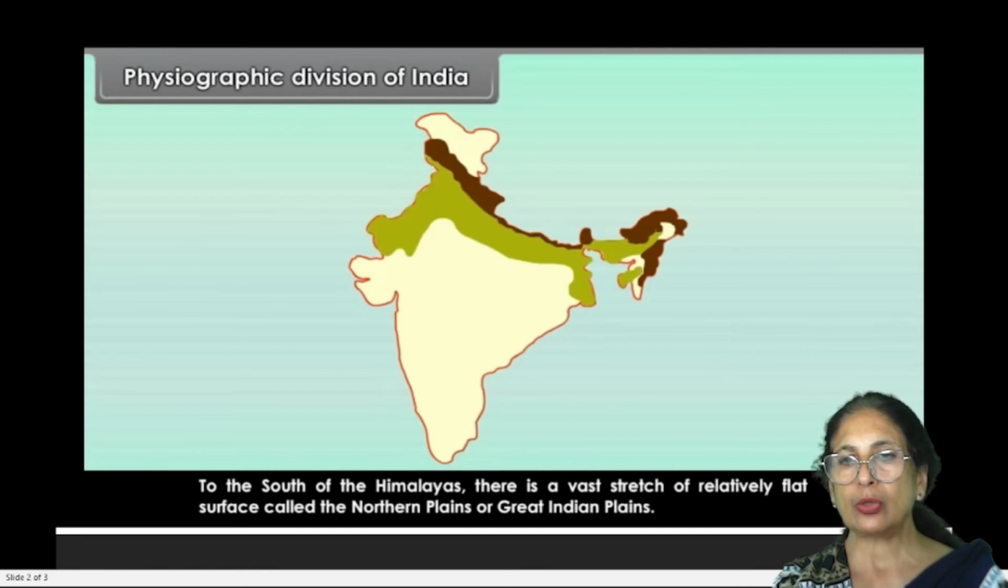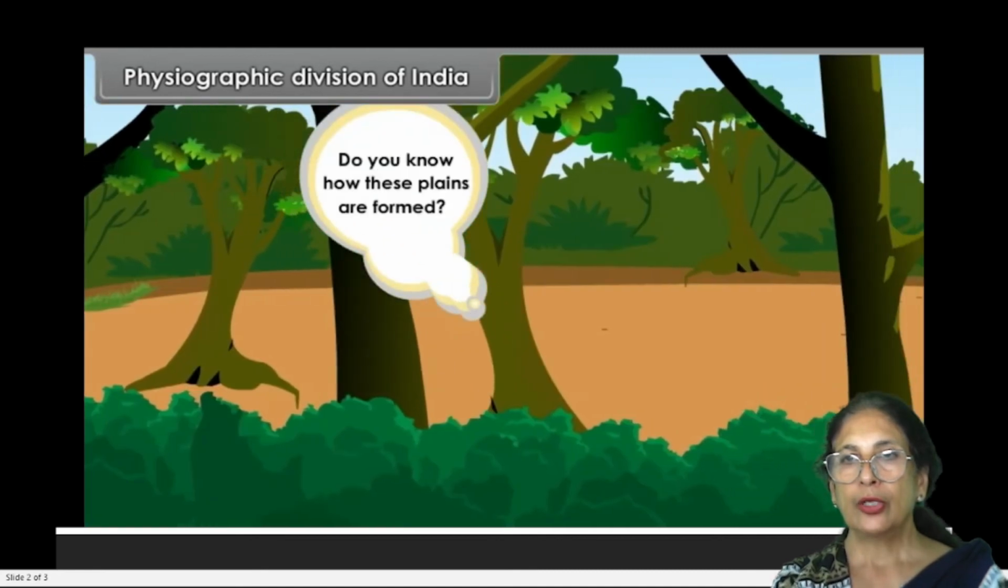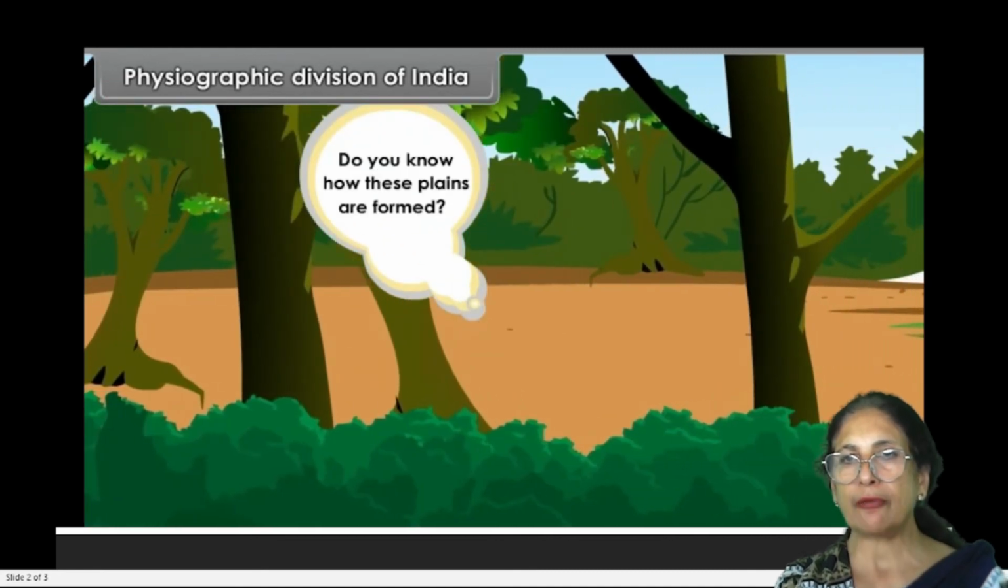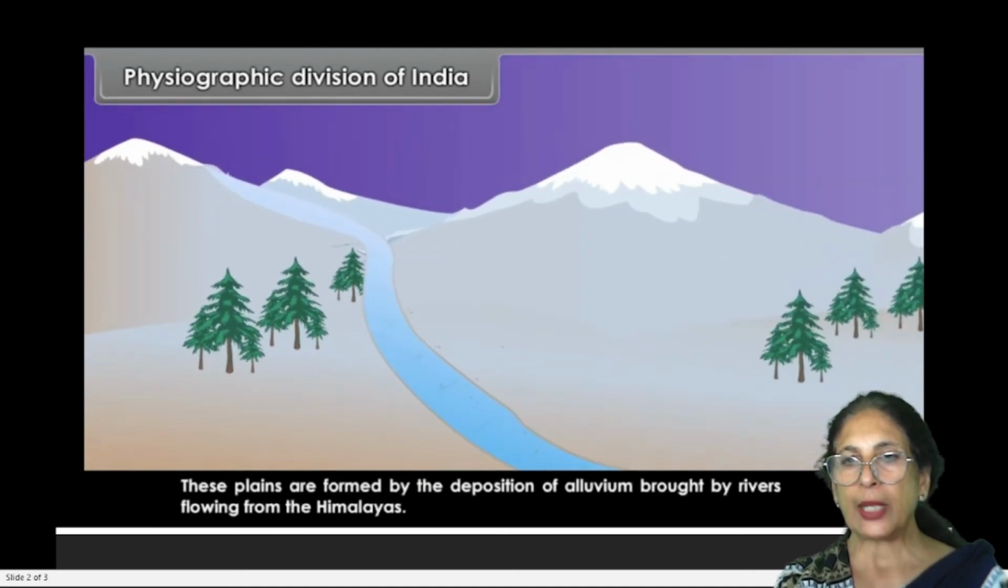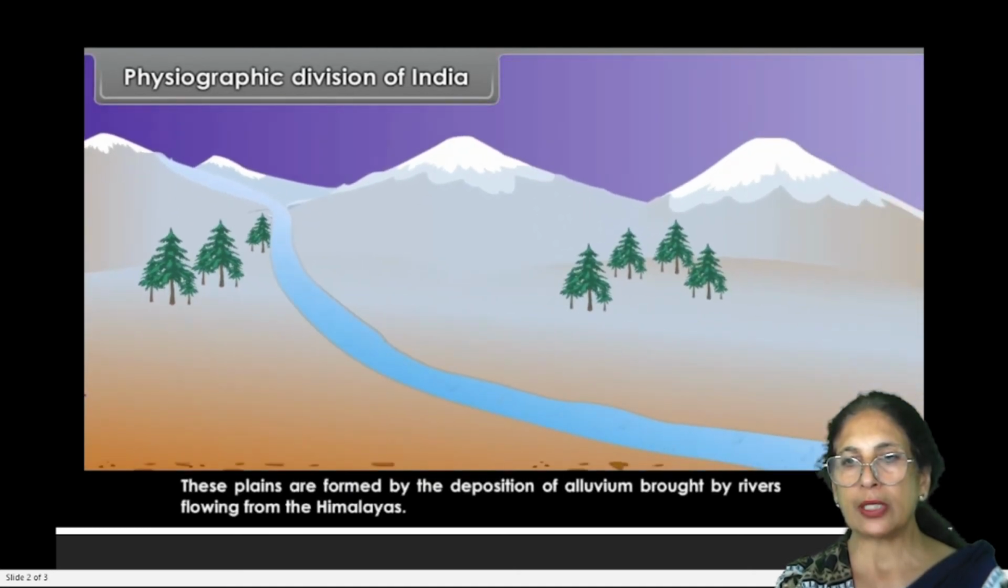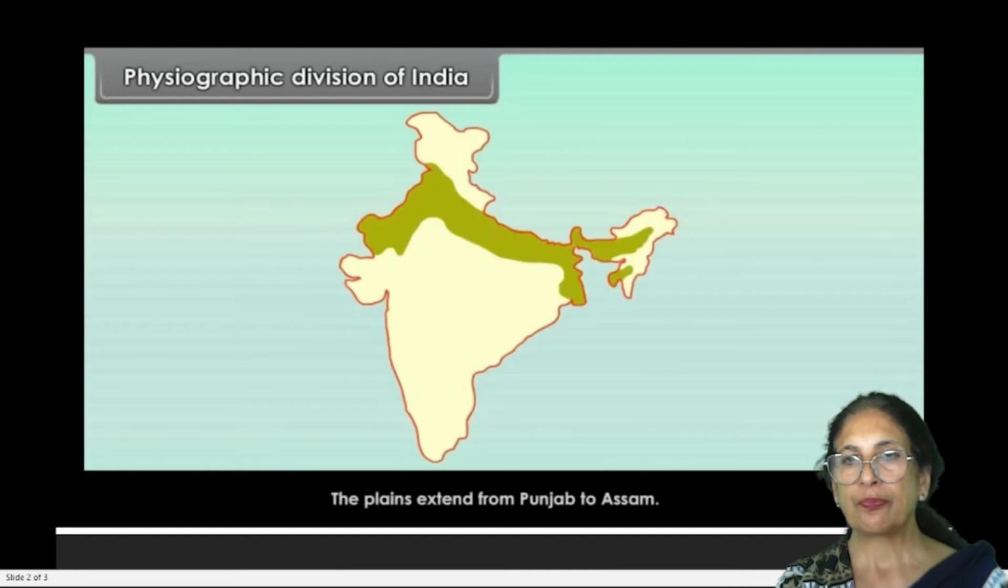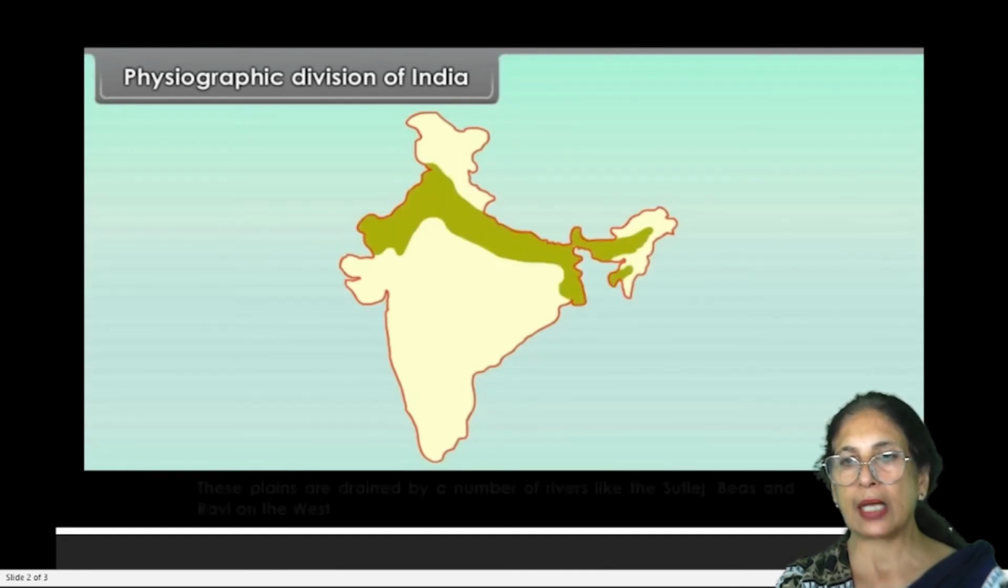To the south of the Himalayas, there is a vast stretch of relatively flat surface called the Northern Plains or Great Indian Plains. Now, do you know how these plains are formed? These plains are formed by deposition of alluvium brought by rivers flowing from the Himalayas. The plains extend from Punjab to Assam.